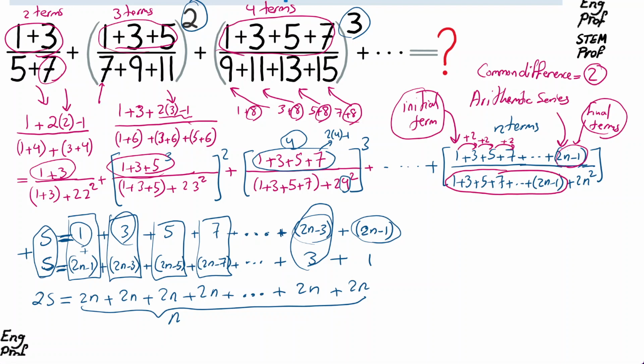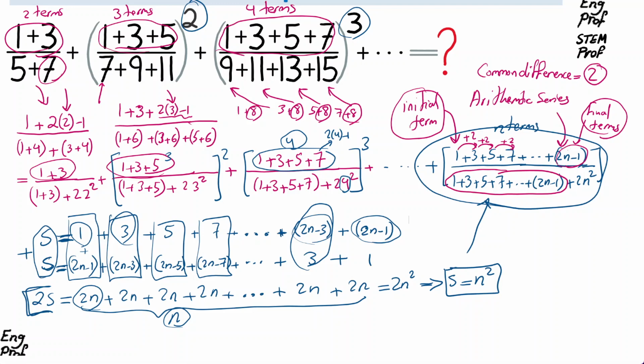So what did we find? 2 times s is equal to n times 2n, so 2n squared. Therefore, s is n squared. This is well known, but it's good to not make any assumption here and just prove it using this little trick. So what I'm trying to say is that for this general term of the series, and of course there is a power there, I'm not going to show it for now, inside the bracket the numerator is basically n squared.